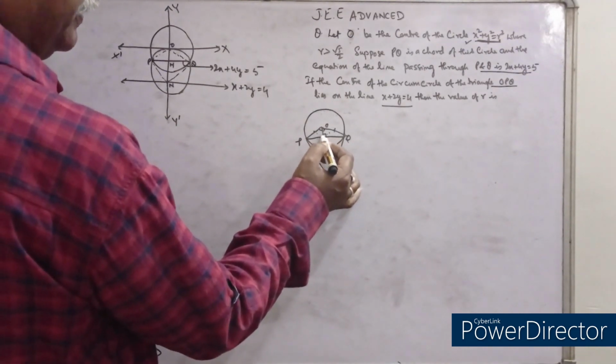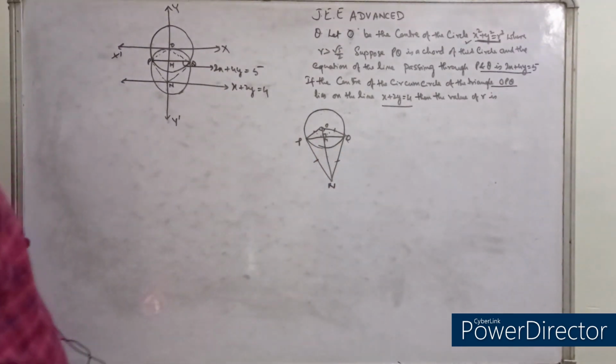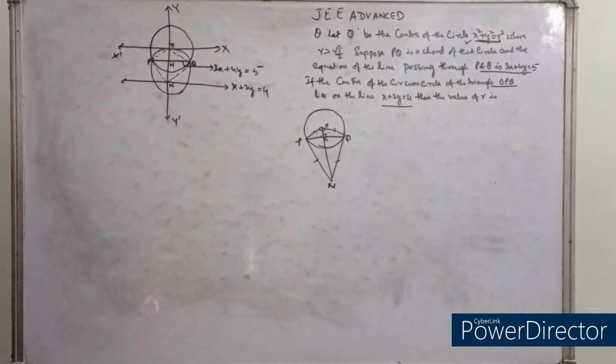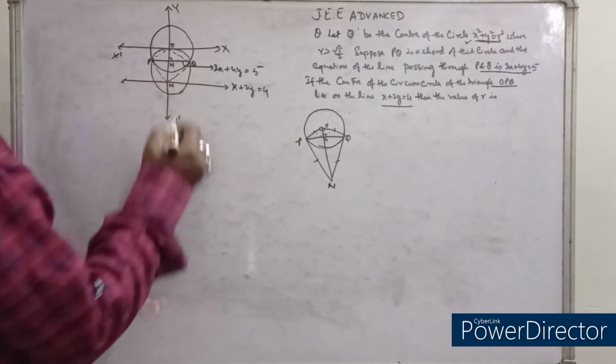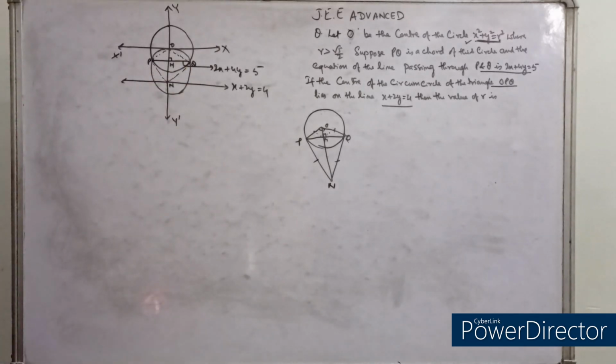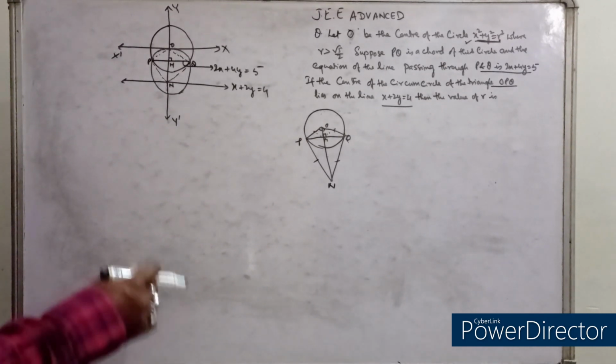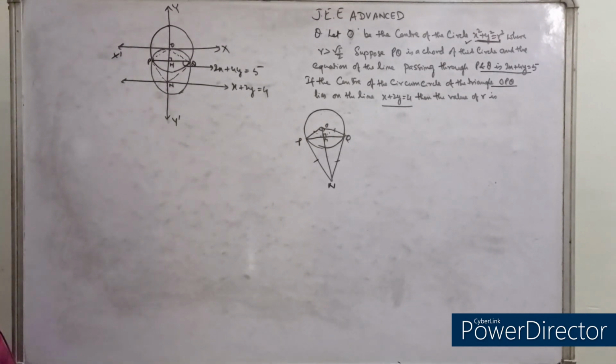So here this angle becomes 90 degrees. This you have read in class 10. So from this we conclude that OM is perpendicular to the chord, 90 degrees.